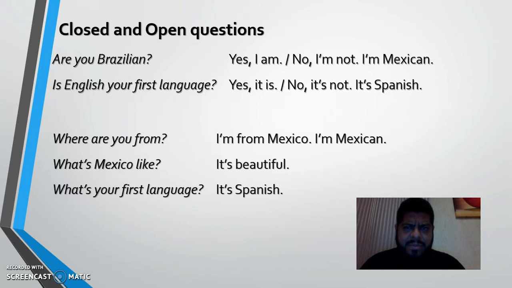Notice something. Remember what I told you about the open and the closed questions? A closed question begins with an auxiliary verb. In this case, it's the verb to be. Are, is, and the short answers, either affirmative or negative, also have the verb to be. Are you Brazilian? Yes, I am. No, I am not. Is English your first language? Yes, it is. No, it's not. Okay, so let's continue.